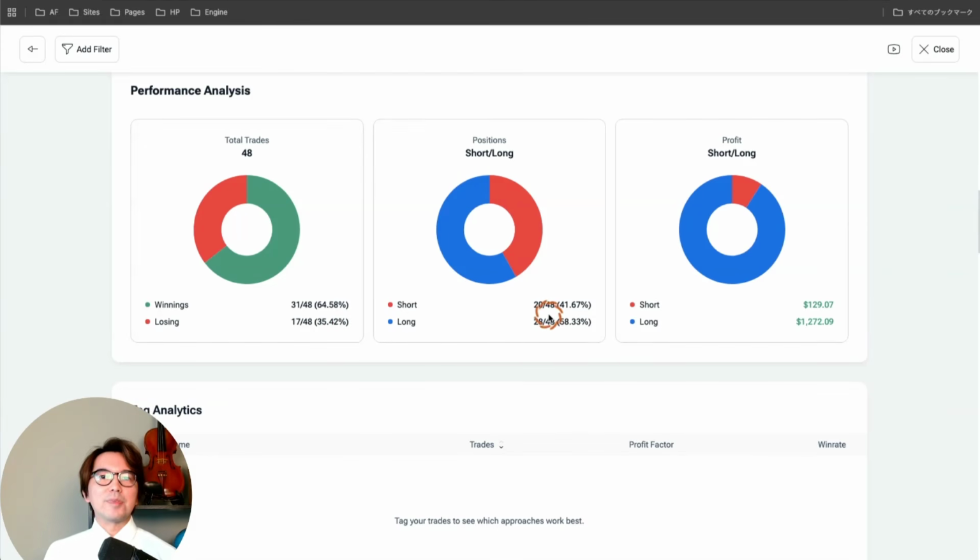What is even more interesting is the bias in the positions and the profits. Short positions make up 41.67% and the long positions make up 58.33%. But if you look at the profit graph on the right over here, you can instantly see that the profit from the shorts is about $129, while the profit from longs is $1272. It's showing that I'm making a lot more profit on the long trades. So you gain self-awareness backed by the data that you excel at long trend following.